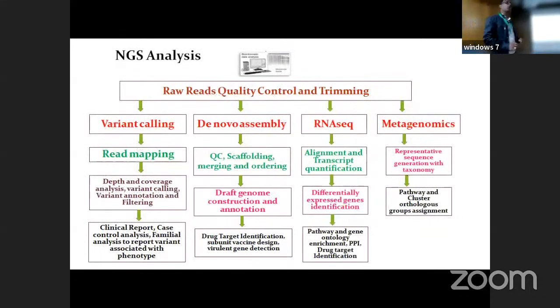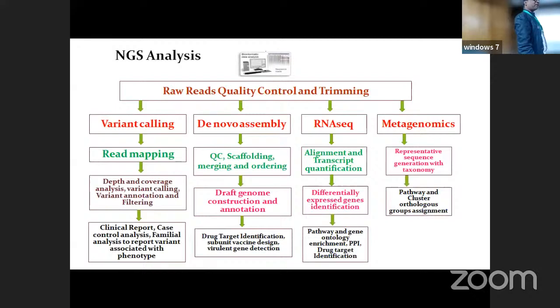Now coming to analysis, I will give a brief overview of what kind of analysis you can do with NGS data. The first step of NGS analysis is quality control. Any kind of NGS analysis you do, like RNA-seq, variant calling, metagenomics or epigenomics, the first step should be quality control. If the goal of your project is to identify genetic variants, then you can go for read mapping. The reference genome is available in NCBI. Collect the reference genome and go for read mapping.